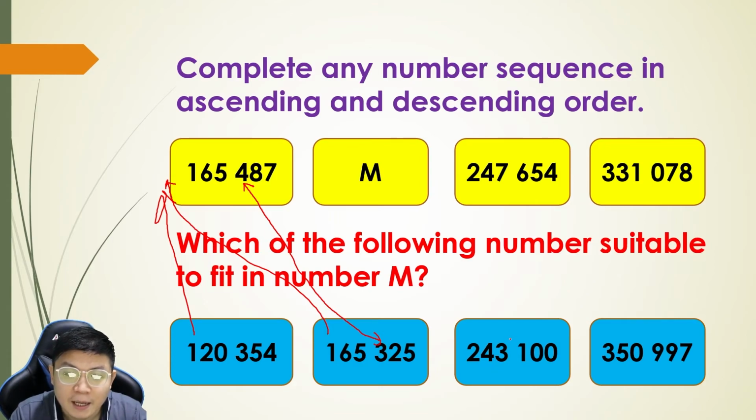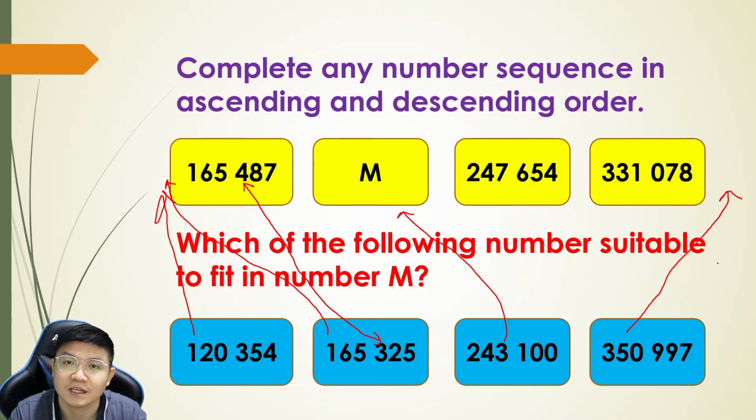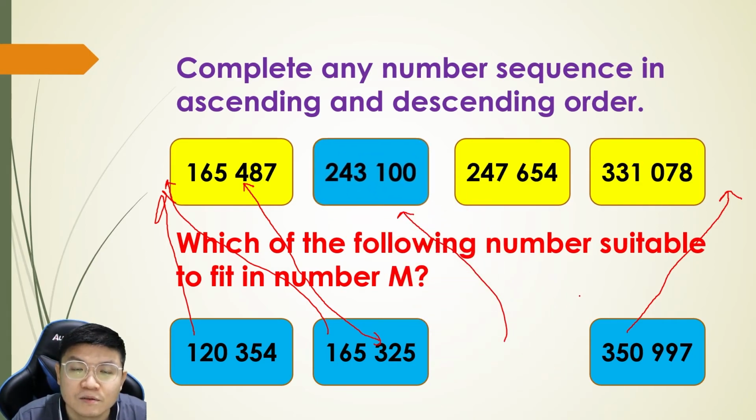The third one, 243,100. And if you check the sequence, it should be around here. It may be correct. So we have to check the last one. 350,997. Yeah, this one is larger than 331,000. So the suitable number is actually 243,100.